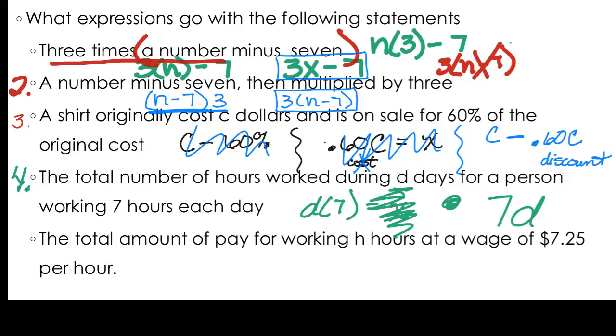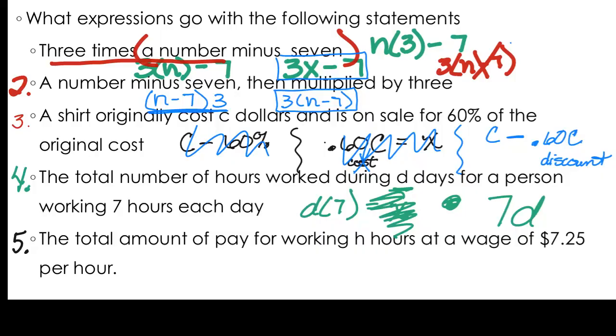The total amount of pay for working H hours at a wage of $7.25 per hour. The total amount of pay for working H hours at a wage of $7.25 per hour. How much are you going to get paid? Any volunteers? Che, what'd you got?